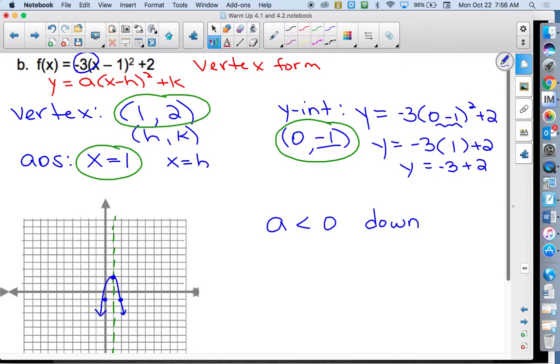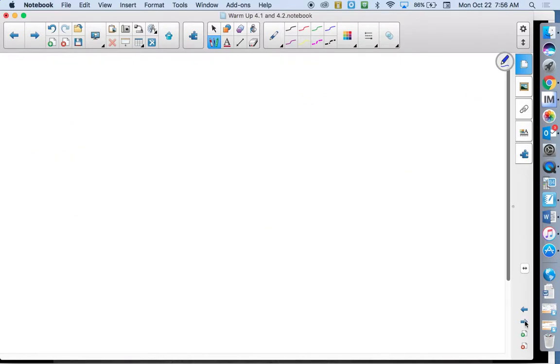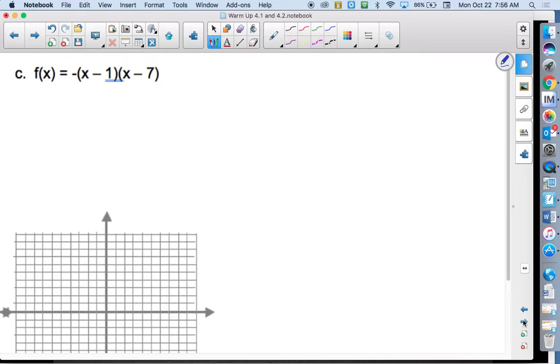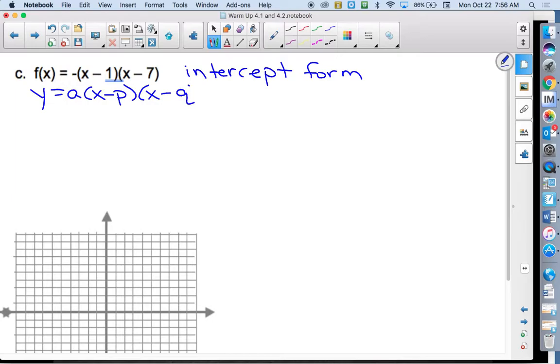Okay, so the last type would be intercept form. This one still has that a value in front, but it gives us the intercepts, and we call those p and q. So Will, what would the intercepts be in this problem? 1 and 7. Nice, so 1, 0, and 7, 0.